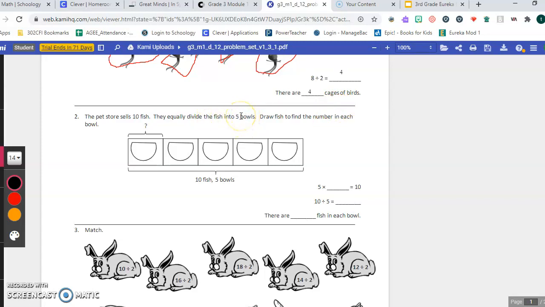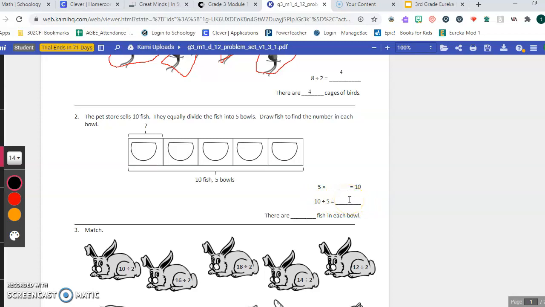Oh no, I'm sorry, I said it wrong. They give us the number of groups, which is 5 bowls, and we're trying to figure out, okay, what's the size of each group? Well, they gave us a little clue here in the equation. They said there are 5 bowls times the number of fish in each bowl equals 10, or 10 total fish divided by the number of groups, 5 bowls, gives us how many fish are in each bowl.